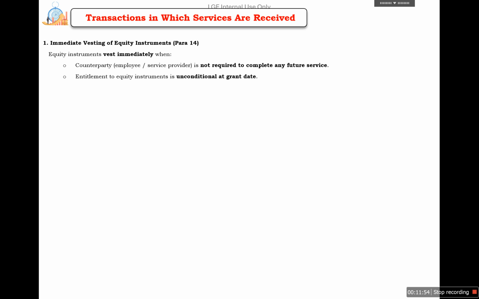Next, we discuss the transactions in which services are received. First is immediate vesting of equity instruments.